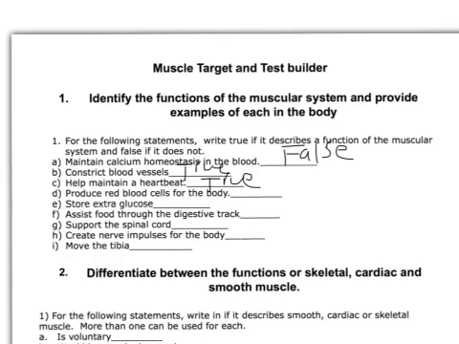Produce red blood cells for the body. Muscles are red, right? Only if they're high in myoglobin. True, but this is false. Once again, this would be part of your skeletal system. Your bone marrow does red blood cell production.